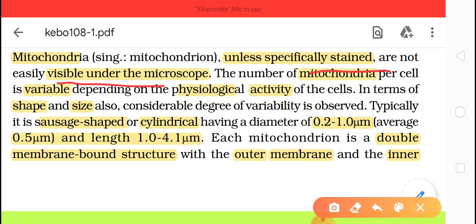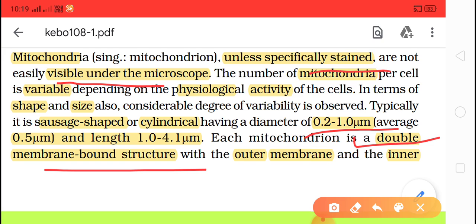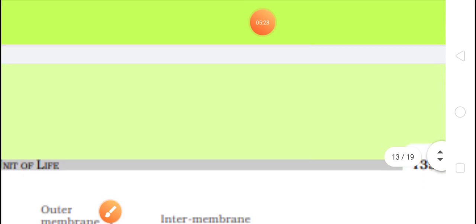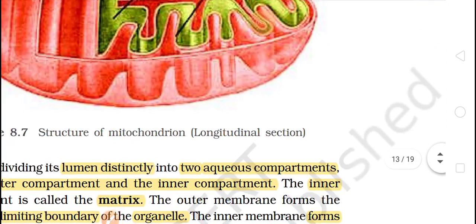Generally the mitochondria are sausage shaped or cylindrical and they have a diameter of 0.2 micrometer to 1 micrometer. Okay, each mitochondrion is a double membrane bound structure like the chloroplast. They have two membranes, the outer membrane and the inner membrane.